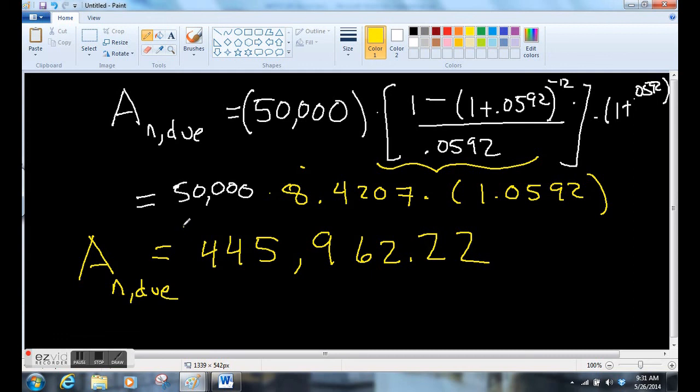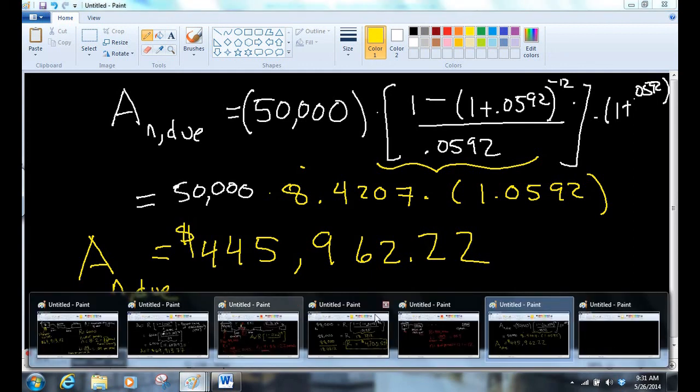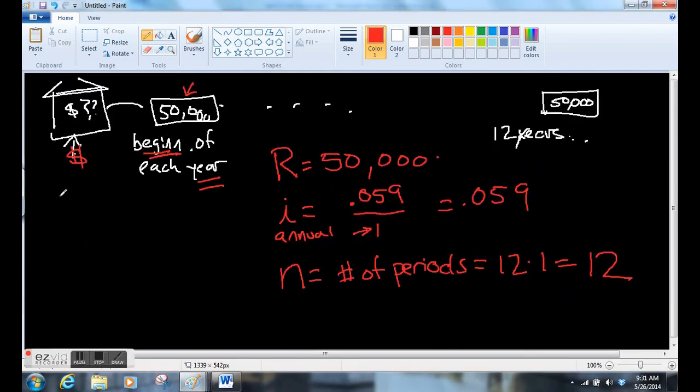But again, what this means is if you are my friend and you want to take your Microsoft money, you're going to need $445,962 you're going to put aside into this annuity, and then you're going to get your big check at the beginning of every year, $50,000, to live in Mexico and have an excellent time for 12 years.